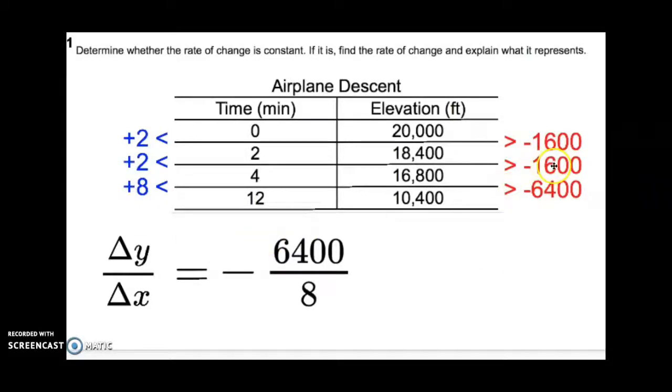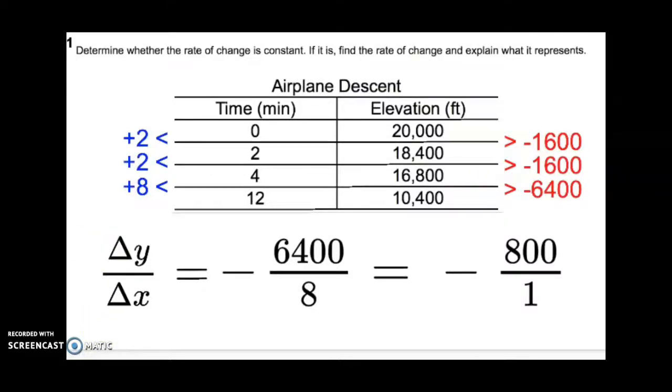Now, the second 2 are the same. Negative 1,600 over 2 will be negative 800 over 1. So we only have to do the third one. That's negative 6,400 over 8, which gives you negative 800 over 1, which means since they're the same for each of the three, there is a rate of change, it's constant, and it's going to be that.